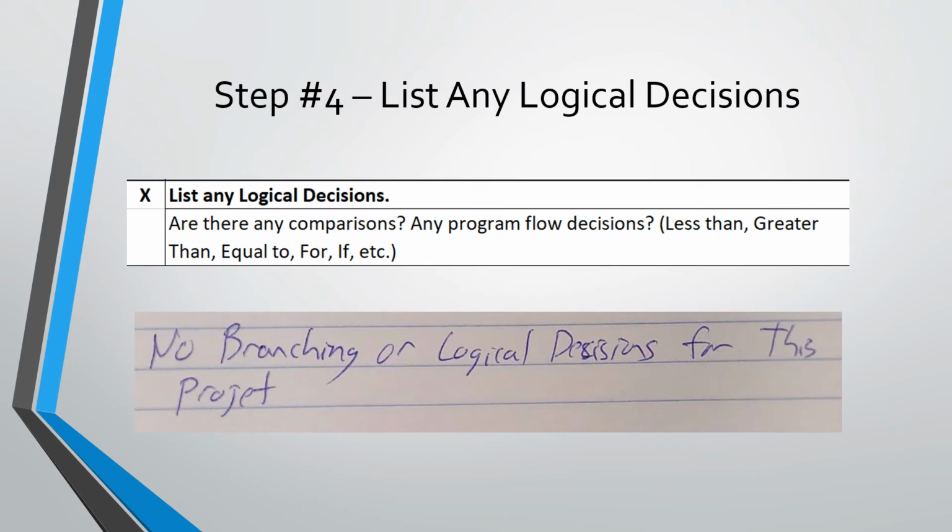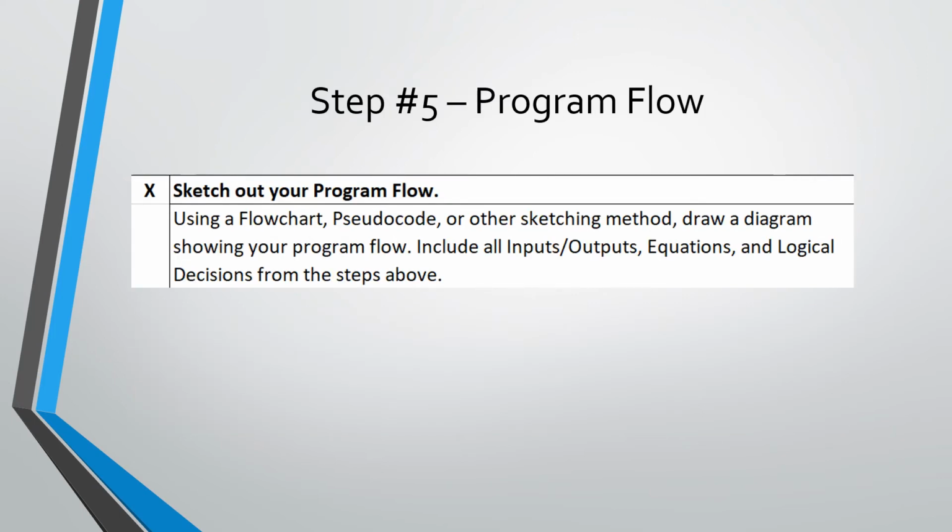So are there any logical decisions? Are there any ands, ors, ifs, thens, less thans, greater thans as part of this program? Or is there going to be any branching? Right? No, in this case, we're going to get an input value, and we're going to do a calculation, and we're going to export or put the output value on the screen. So that's step 4.